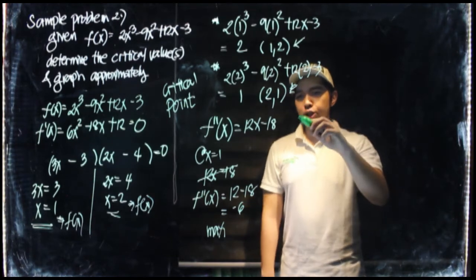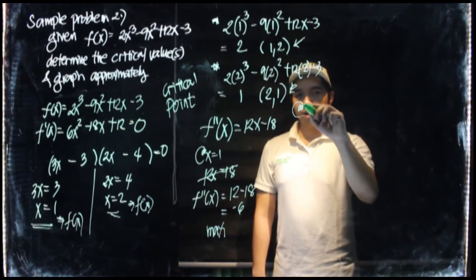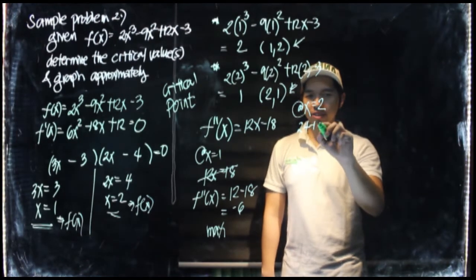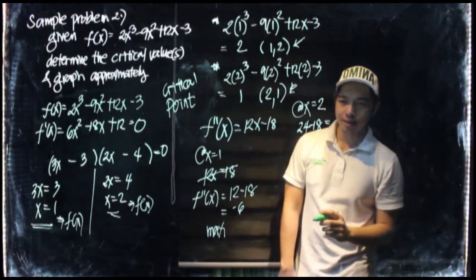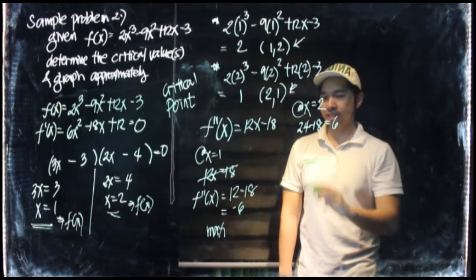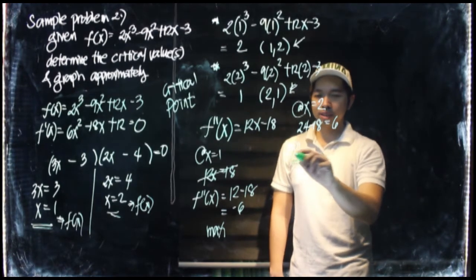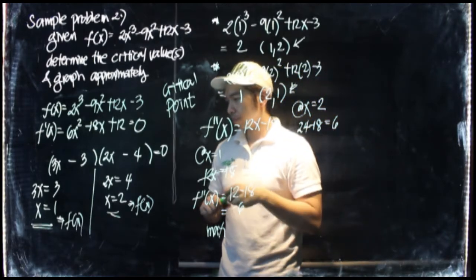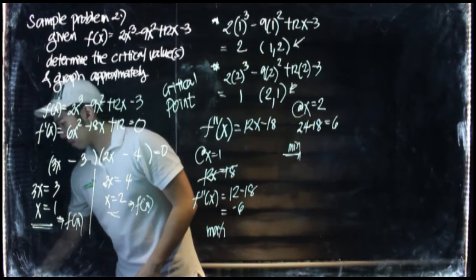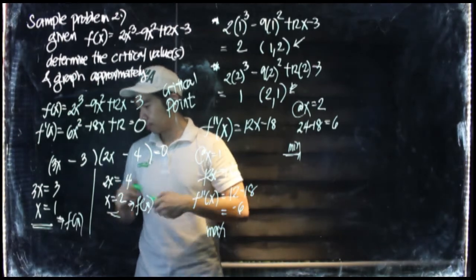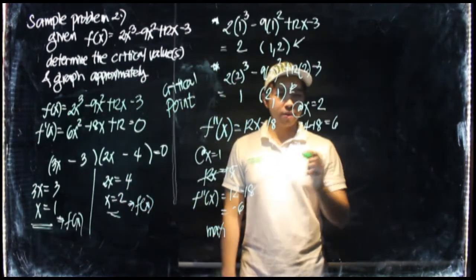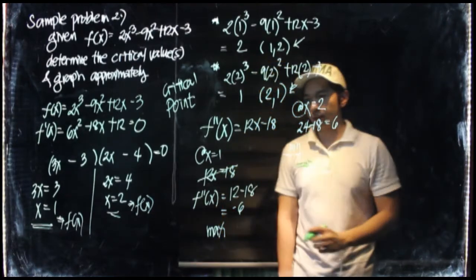If we substitute x equals 2, we get 24 minus 18, so that will give us positive 6. And that would mean that the value is at minimum. So minimum at 2, maximum at 1.